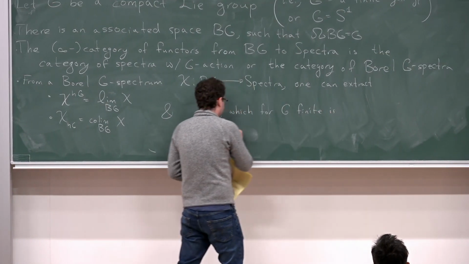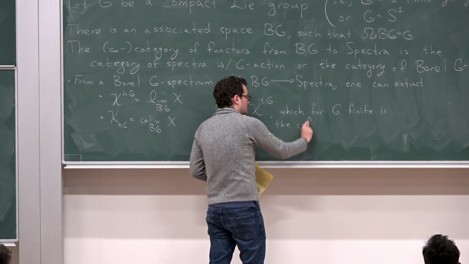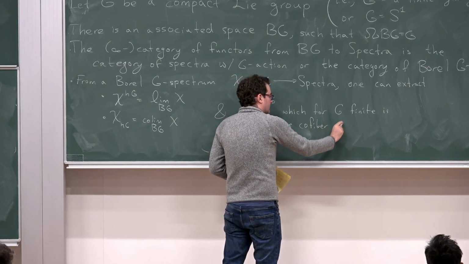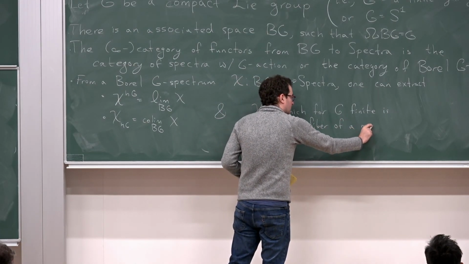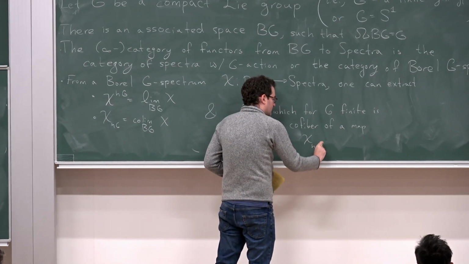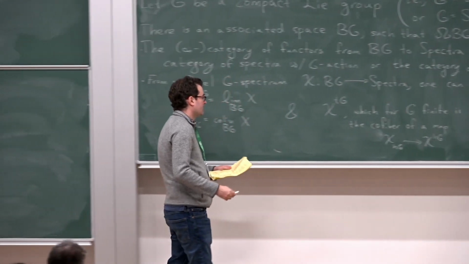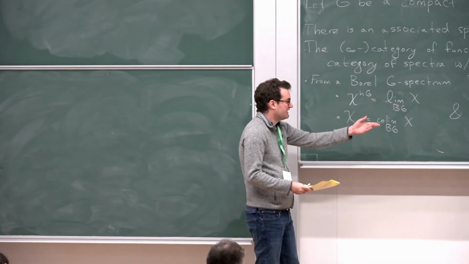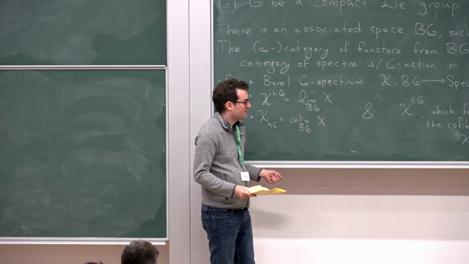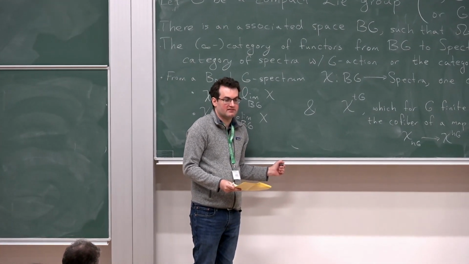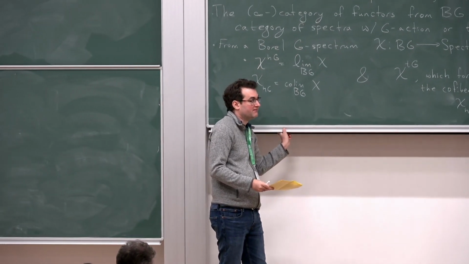is the cofiber of a canonical map from the orbits to the fixed points, the norm map. These Tate invariants can be defined even when G is not finite, though it takes a slightly more complicated form.